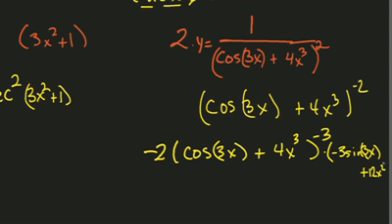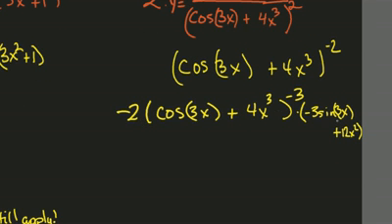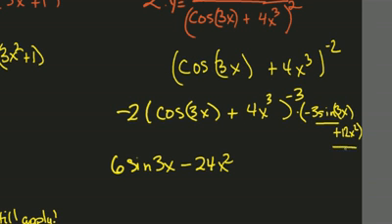12x squared. So if we were to clean house a little bit, we could take this negative 2 times these two expressions, and then you get a 6 sine 3x minus 24x squared, just distributing this negative 2 to both of these terms. And then you'll be left with this term here.